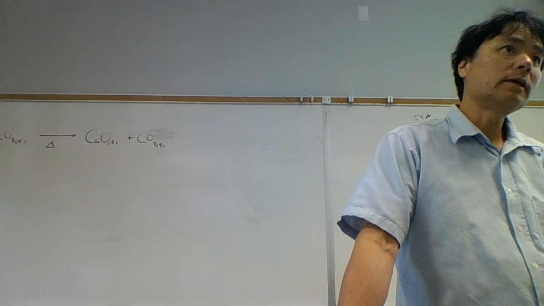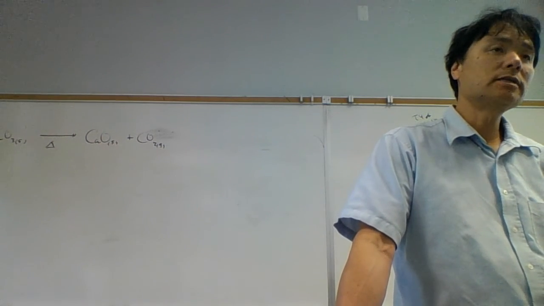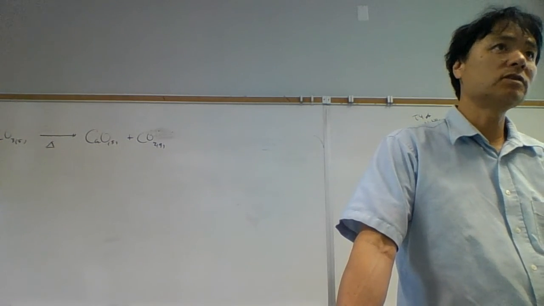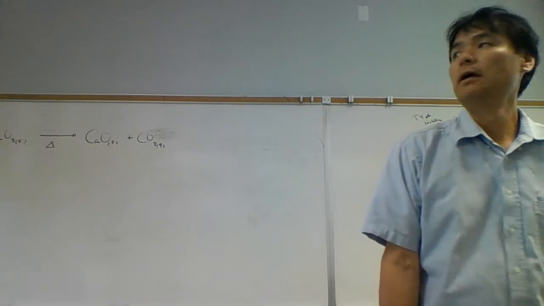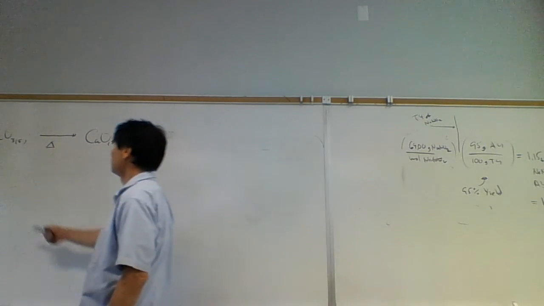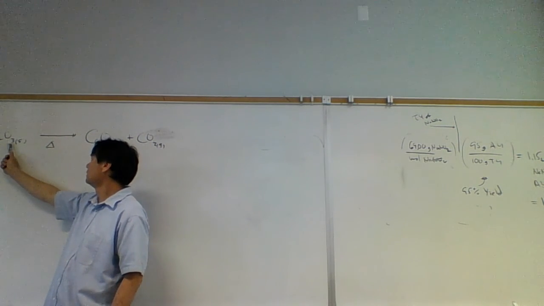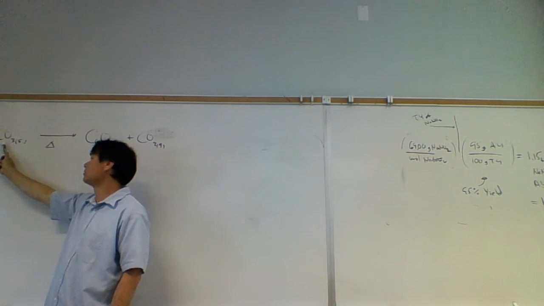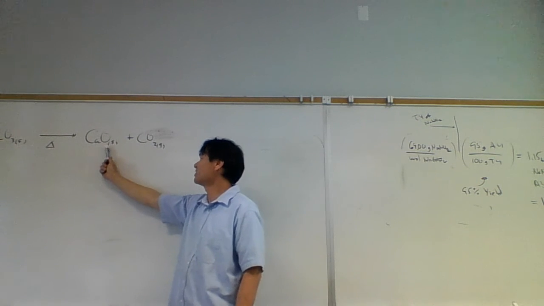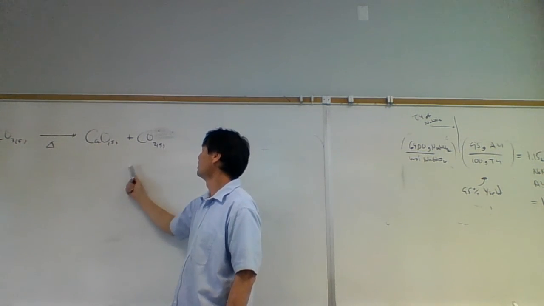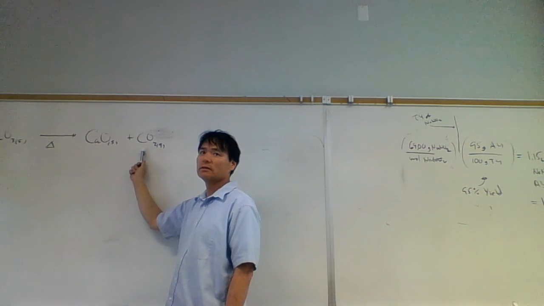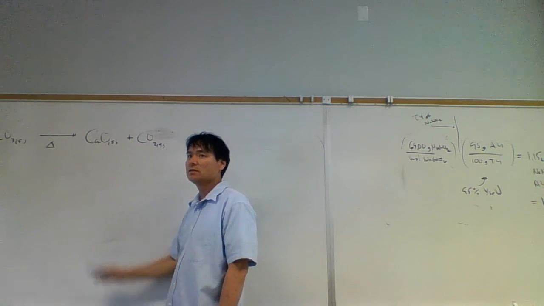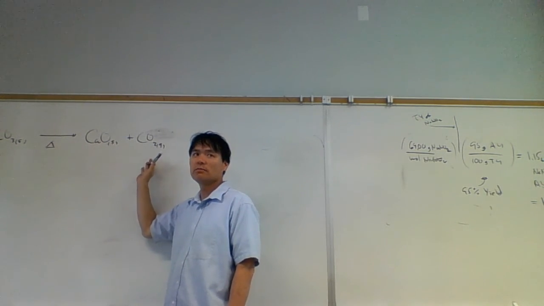One of the requirements in redox is that the oxidation states must change. In acid-base reactions and in metathesis, the oxidation states never change. They always stay the same. When we look at this, calcium is 2+, oxygen is 2-, that means carbon is +4. Calcium is 2+, oxygen is 2-, carbon is +4. None of the oxidation states have changed, so this cannot be redox. And so we eliminate redox.